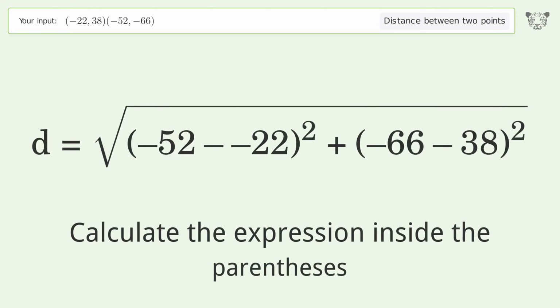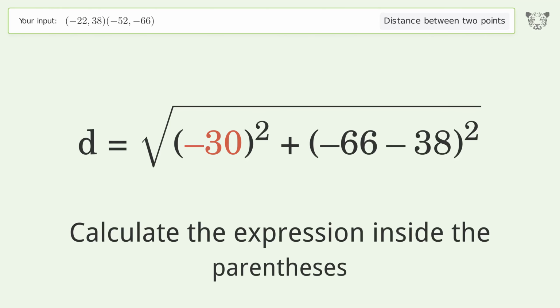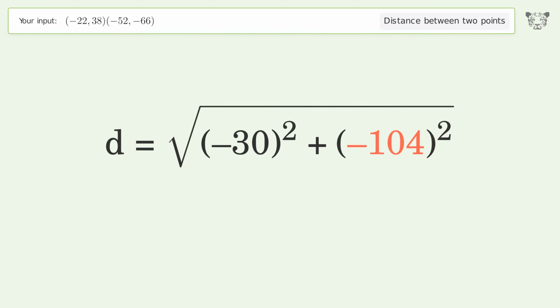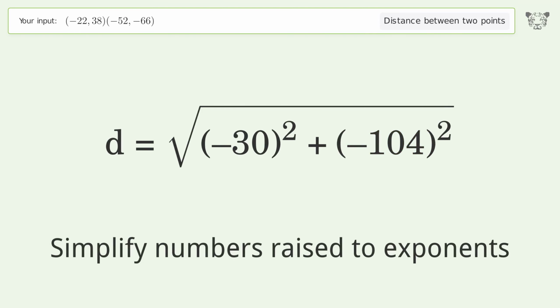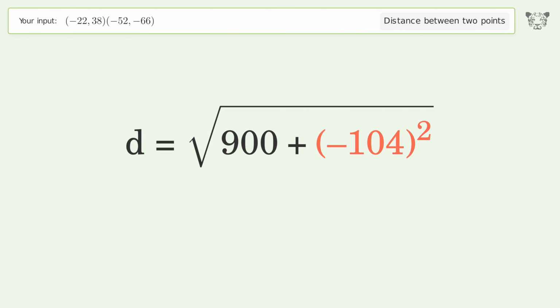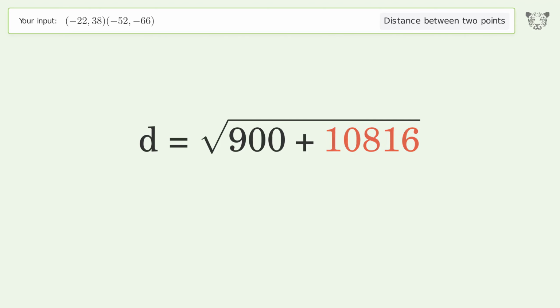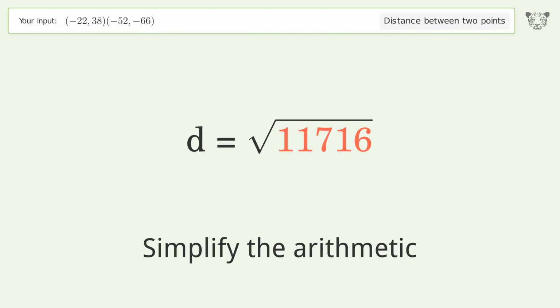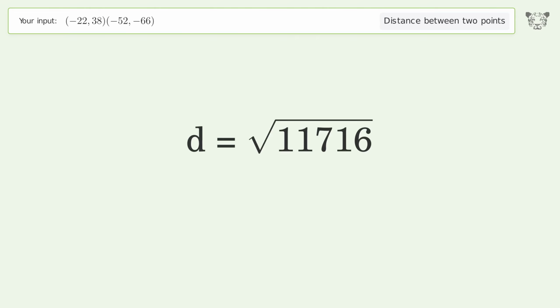Calculate the expression inside the parentheses. Simplify numbers raised to exponents. Simplify the arithmetic. And so the distance between the 2 points is the square root of 11,716, or 108.24.